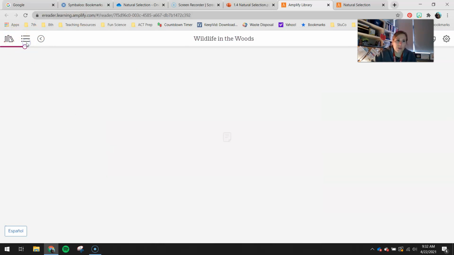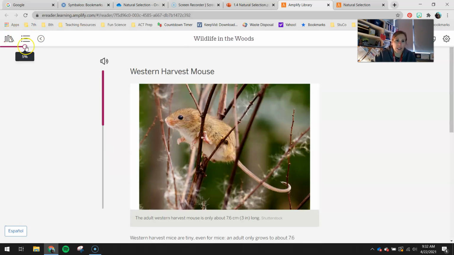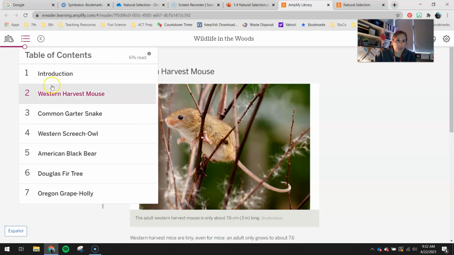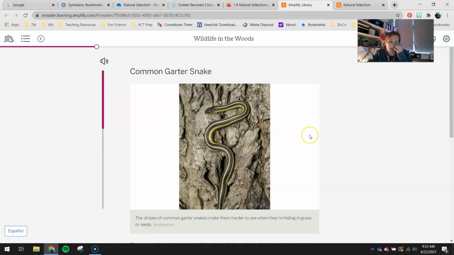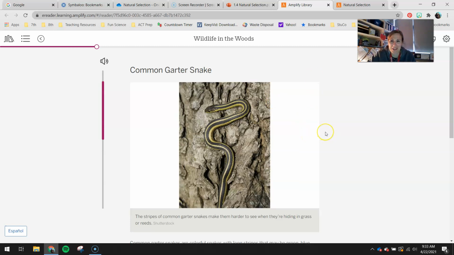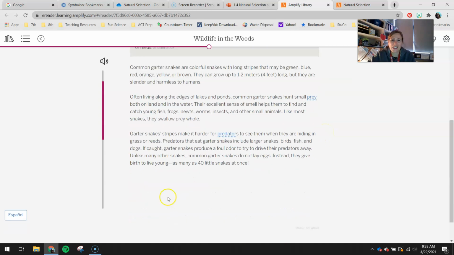You'll go up to your table of contents and choose the common garter snake to read first. I don't know about you, but the look of that picture gives me the heebie-jeebies. I've never been a snake person. Go ahead and read. Each one is about 3 paragraphs long, so they're pretty short, and you get some really fun facts there.